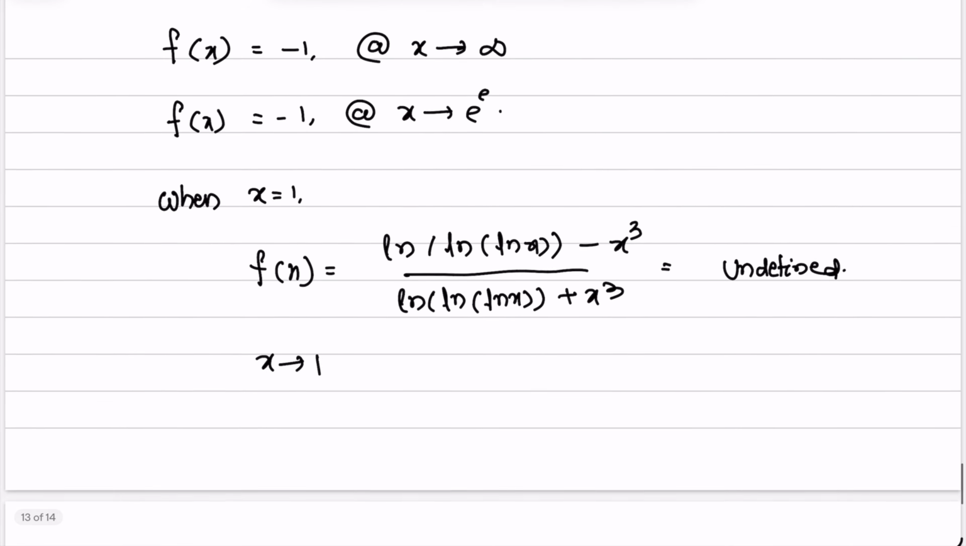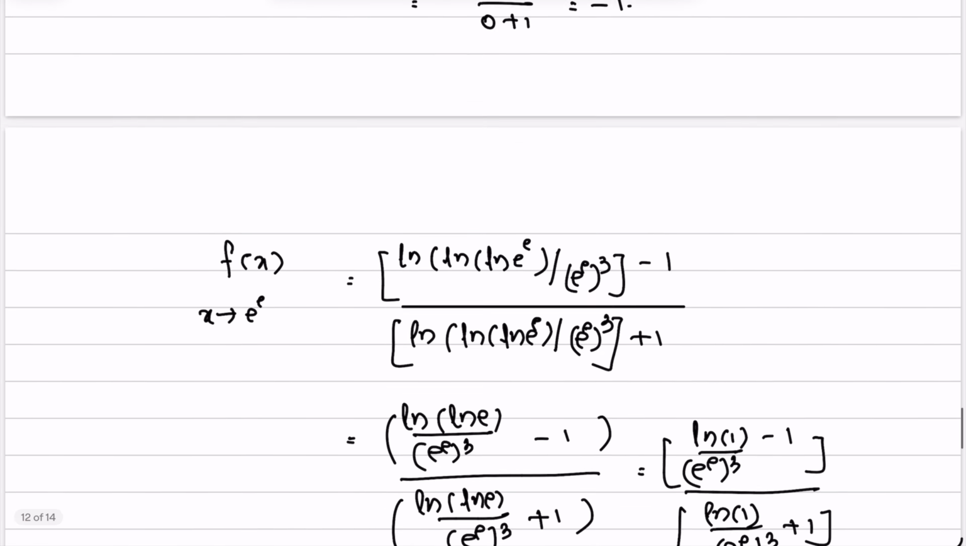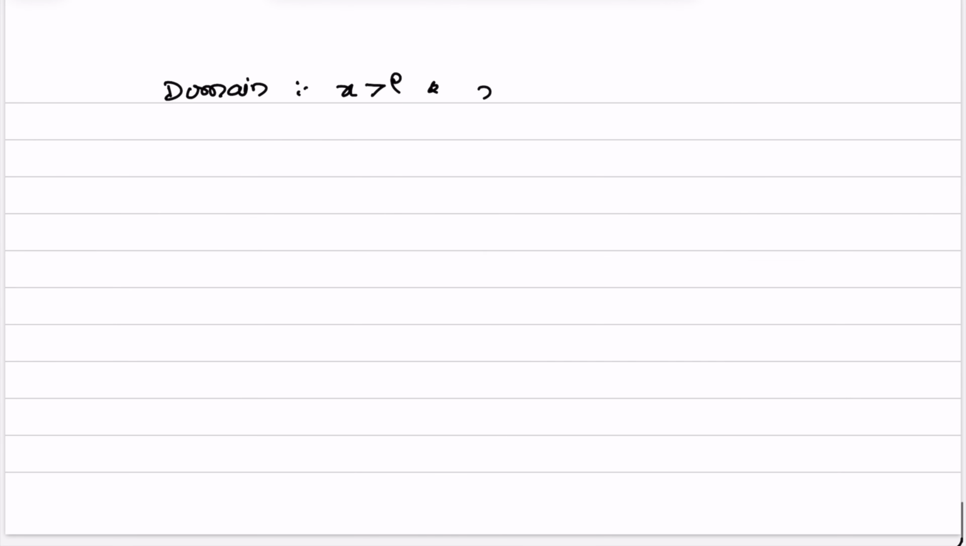Now we can write the domain as x greater than e, and x should not be equal to x naught. Or it can be written as the set of x greater than e minus x naught. x naught is excluded.